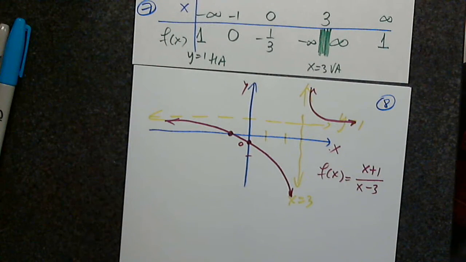With the graphing calculator now, let's check our work. Every time you put a rational function in the graphing calculator, you have to remember to put parentheses around the top and parentheses around the bottom. Otherwise, the calculator graphs something else. So in parentheses, x plus 1 divided by x minus 3.